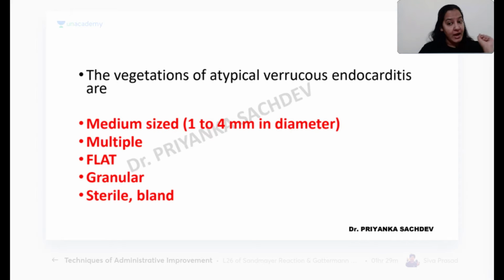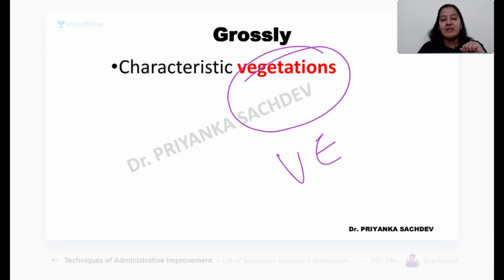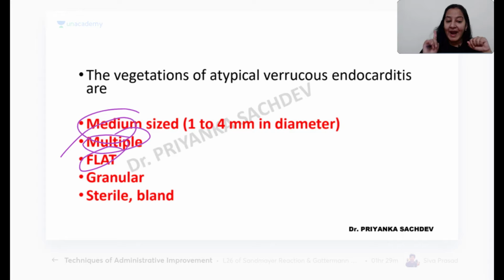First, describe the gross. Compare its gross with that of rheumatic. You have to compare. Here the vegetations are medium size, not small, in contrast to rheumatic fever. Yes or no? There they were multiple, here also multiple, but they are flat. They are not concave or convex. They are flat, verrucous. That's why it is known as atypical verrucous. The word verrucous means flat. Here vegetations are relatively flat, so you have to write the word flat or verrucous.